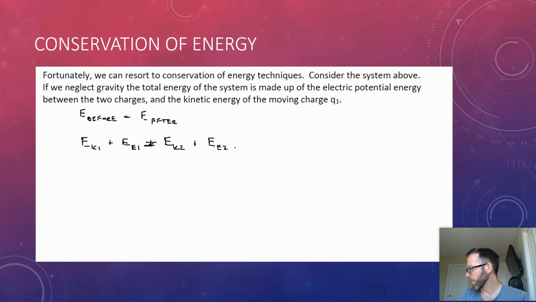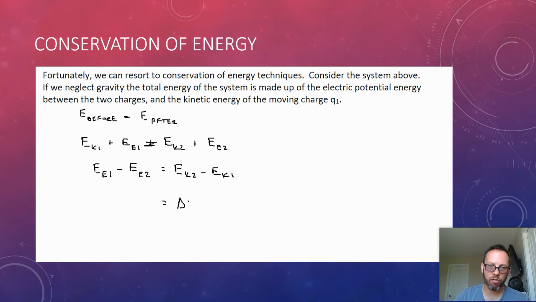And if we do a bit of rearranging here, I'll bring over the electric potential energy. So if I group the electric potential energies on the right, and group the kinetic energies on the left, notice on the left, this is EK2 minus EK1. That's a change in kinetic energy. EE1 minus EE2 is the negative of the change in electric potential energy. So what this is saying is that EPE lost gets converted into kinetic energy gained.